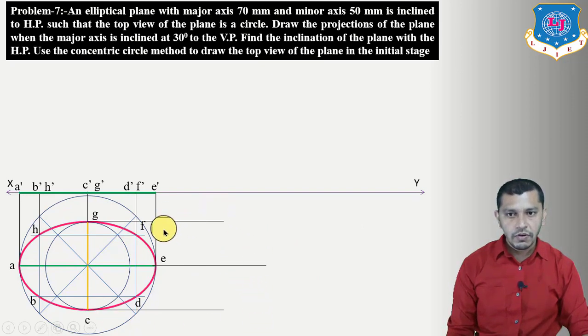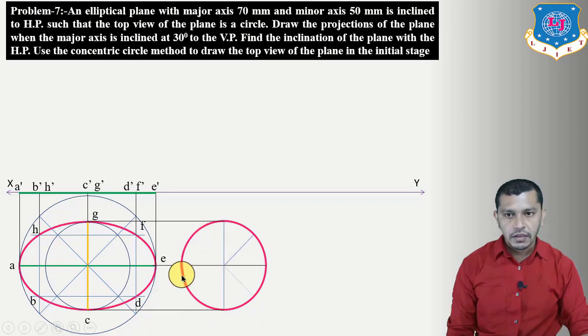Now if you want to draw the circle, the diameter of the circle will remain equal to the length of the minor axis. So the length of the diameter of the circle will be equal to the minor axis. Now taking center over here, draw a circle. This will be our plan, and divide the circle into 8 equal parts. We will get A1, B1, C1, D1, E1, F1, G1 and H1.